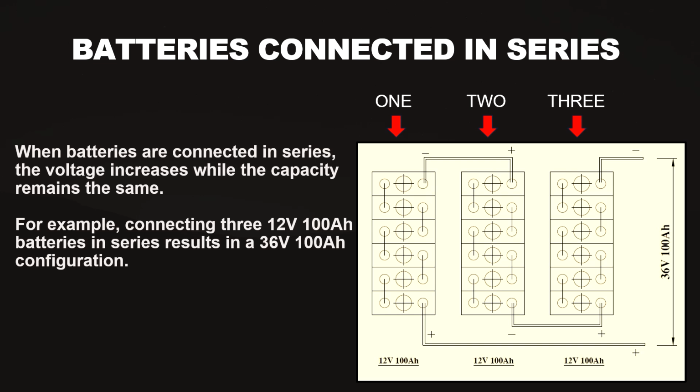You will get only 36 volts and 100 Ah when you connect three batteries of 12 volt 100 Ah each in series. The voltage will increase while the capacity remains the same. So you have 12 plus 12 plus 12, 36 volts, and 100 Ah capacity shall remain the same.